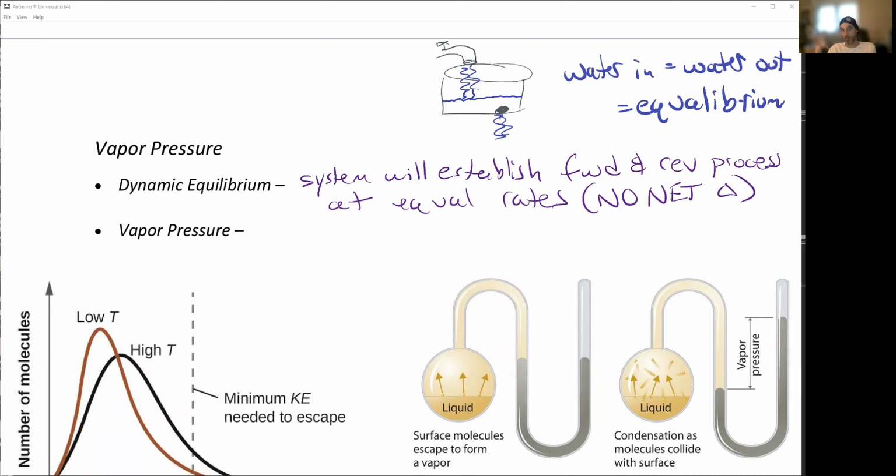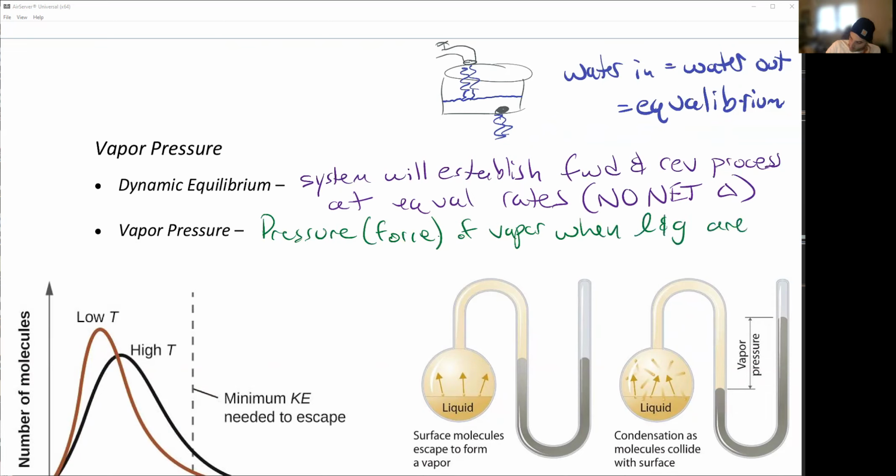Molecules are constantly changing. We're losing molecules, we're adding new ones, but ultimately it looks like everything is remaining constant. So that is what a dynamic equilibrium is. And vapor pressure is something that forms a dynamic equilibrium. It is the pressure. Again, pressure is just a force. The force of vapor when liquid and gas are at equilibrium.